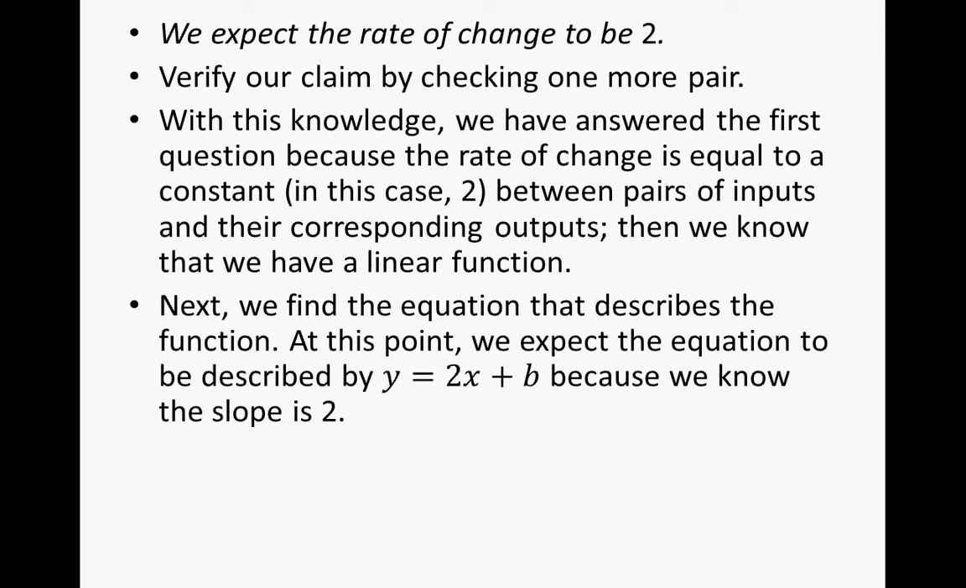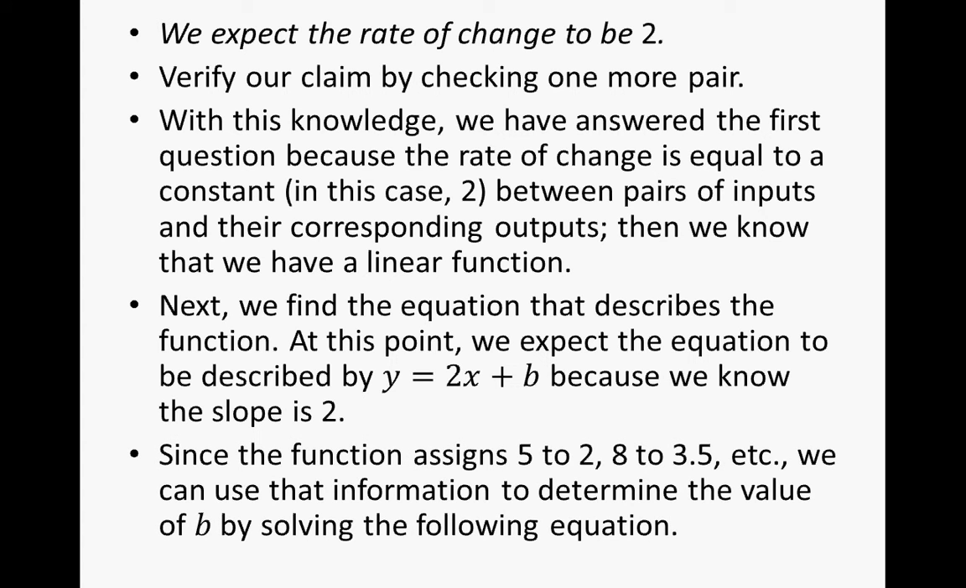Next, we find the equation that describes the function. At this point, we expect the equation to be described by y equals 2x plus b because we know the slope is 2. Since the function assigns 5 to 2, 8 to 3.5, etc., we can use that information to determine the value of b by solving the following equation. In this case, we're going to use the assignment of 5 to 2. That means 5 is equal to 2 times 2 plus b, which when we solve for that, b is equal to 1.